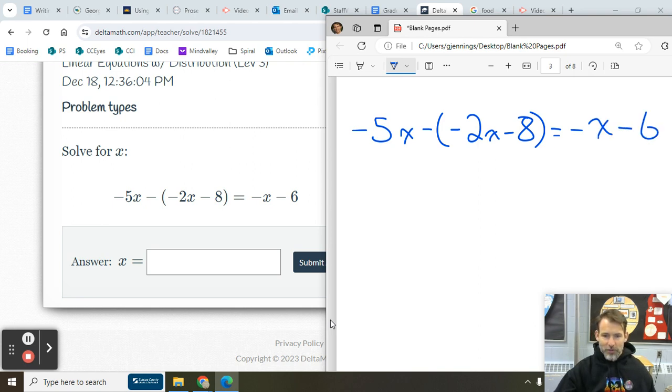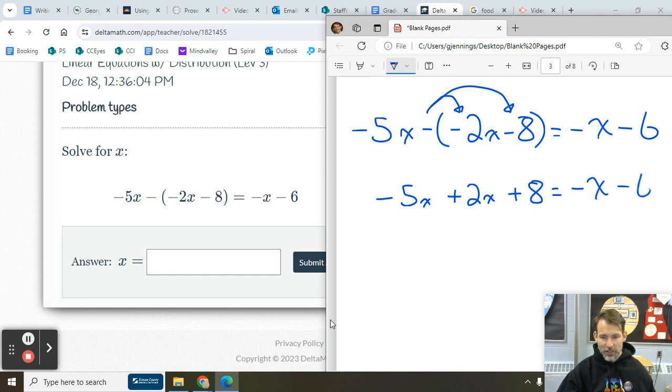Let's go. First thing, distribute this negative. It means it flips the signs of both of those things. Minus 5x, we didn't do nothing to that. Plus 2x, we flip the sign. Plus 8 equals negative x minus 6. We can't do anything to that because they're not like terms. We don't know what x is, so we can't put it together with 6 yet.